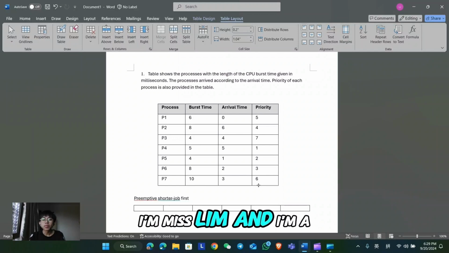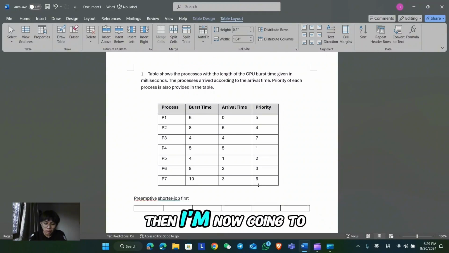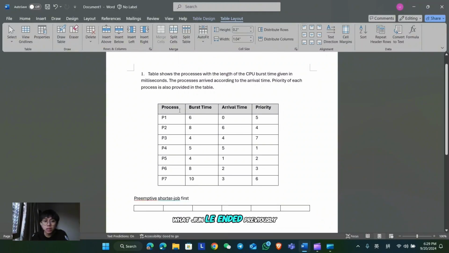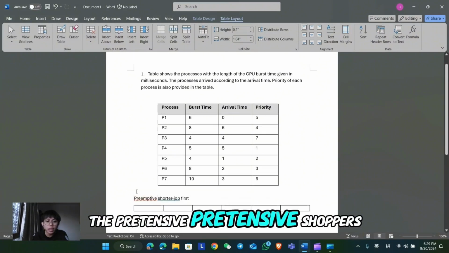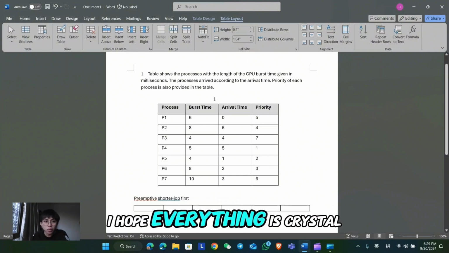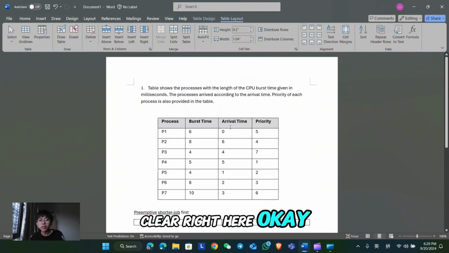Hi, Miss Ling, and every student. My name is Lo Hongzi, and I'm now going to continue what Jinder ended previously, and I'm going to show you how to calculate the preemptive shortest job first. I hope everything is crystal clear right here. So I will start now.